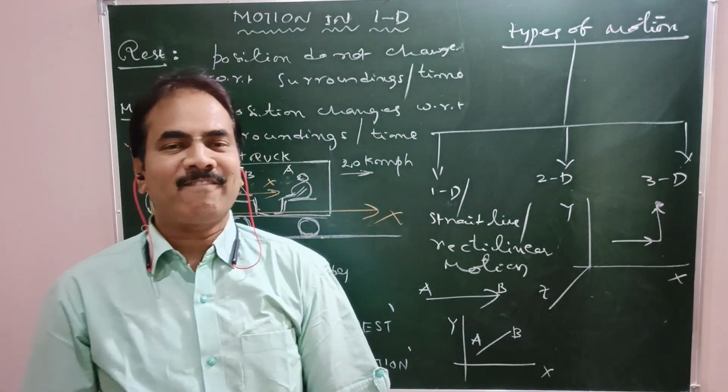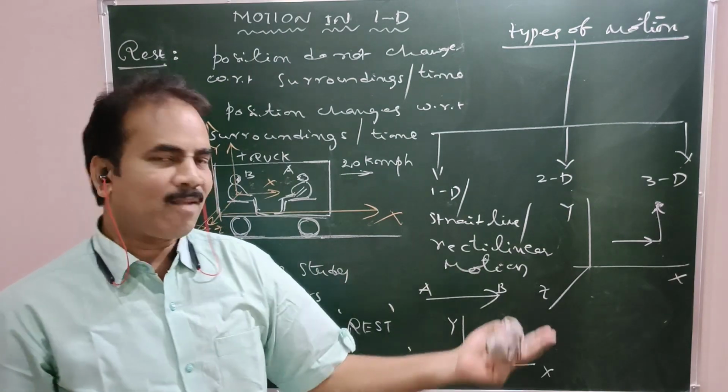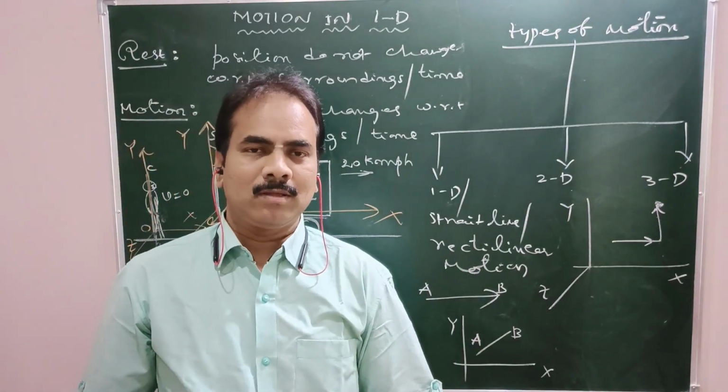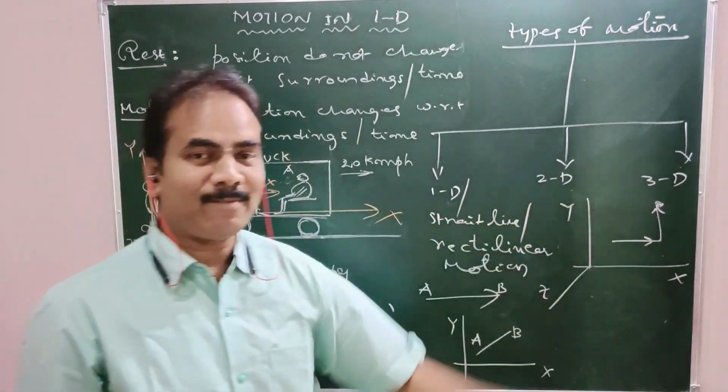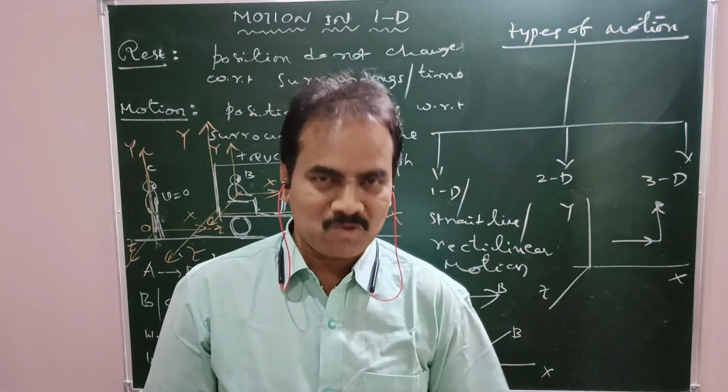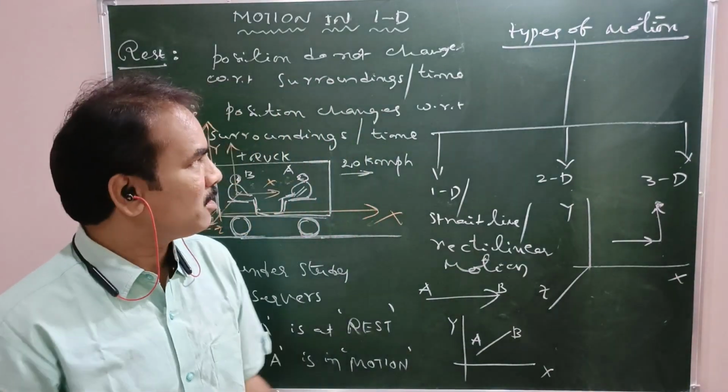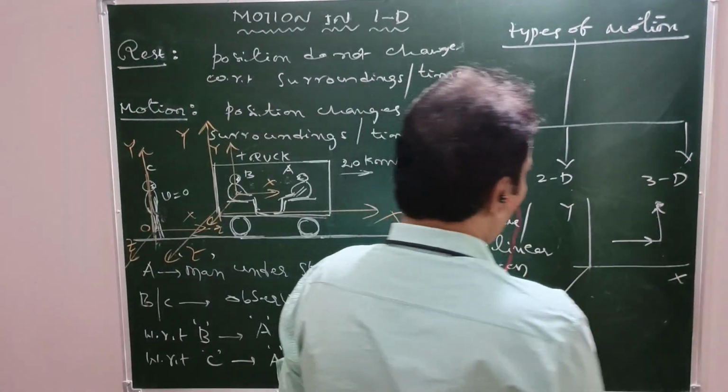If motion is not confined to any single line or single plane and is confined to different planes in a zigzag manner, then that kind of motion is said to be three-dimensional motion. Okay, right?